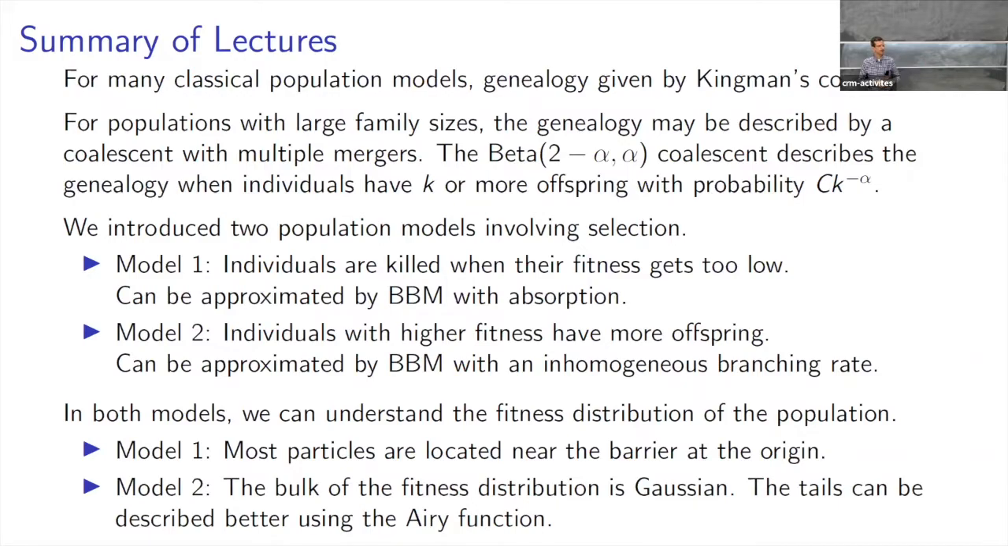In particular, in both models, we're able to understand very well the fitness distribution of the population. In model 1, we saw that most particles were located near the barrier at the origin. In model 2, we saw that the bulk of the fitness distribution is Gaussian, but the fitness distribution further out on the tails can be described better using the Airy function.